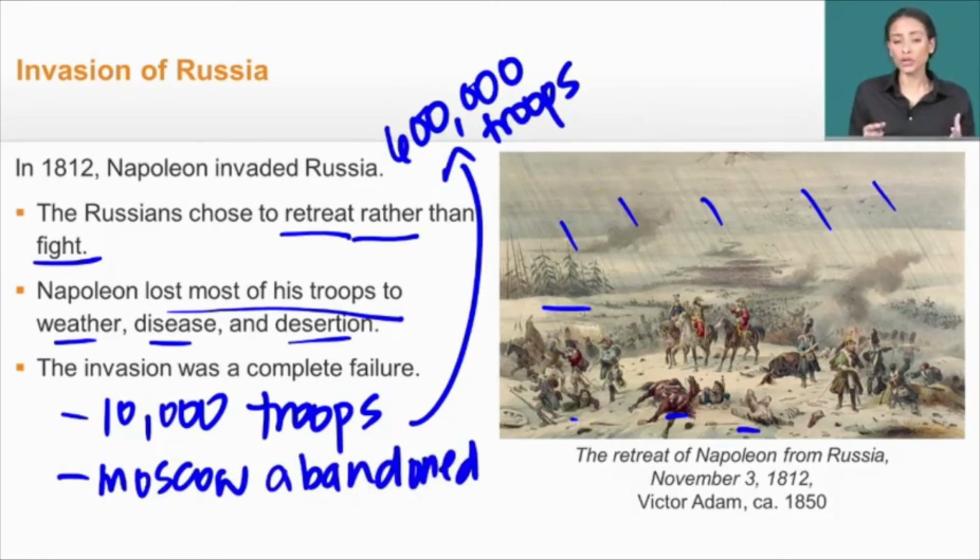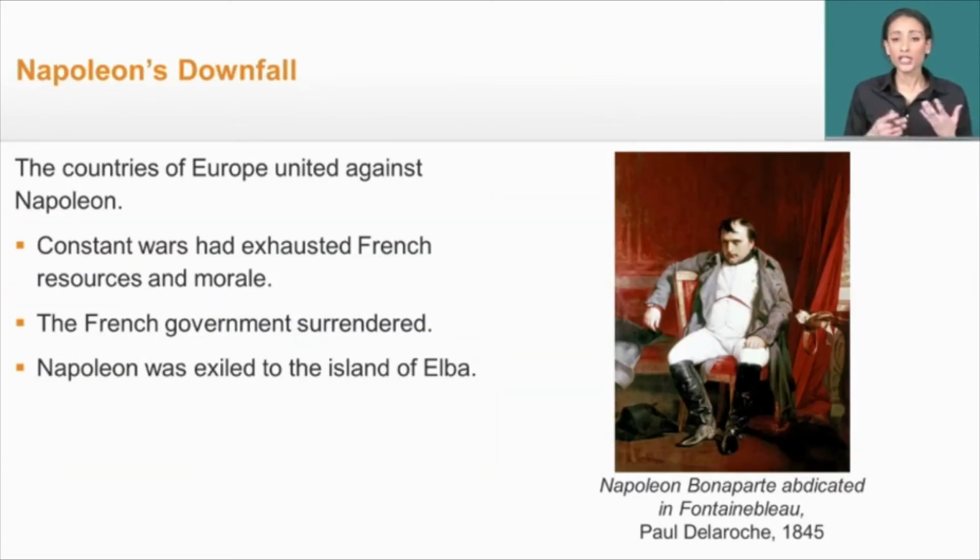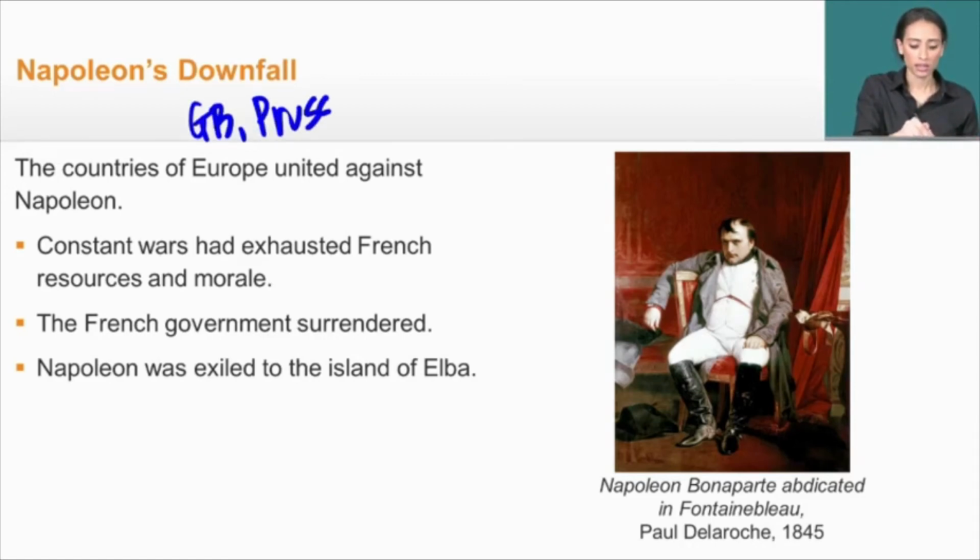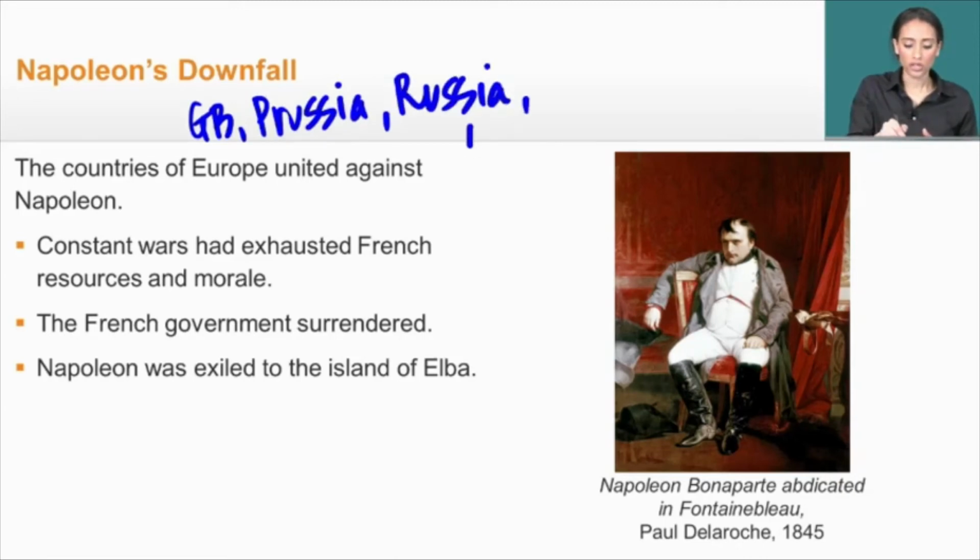Now, the retreat that Napoleon finds himself having to endure out of Russia is going to be a big turning point in his rule, because this is going to inspire other countries in Europe to fight back against him. And at this point, we start to see Napoleon's downfall. We've got countries in Europe allying against Napoleon. So you've got Great Britain, Prussia, Russia, and Austria, all working together in the hopes of defeating Napoleon.